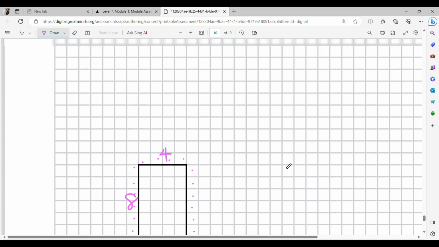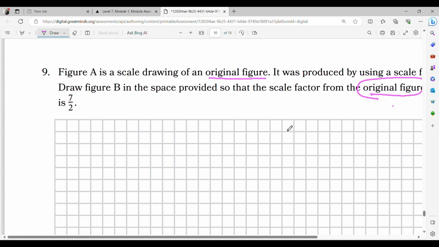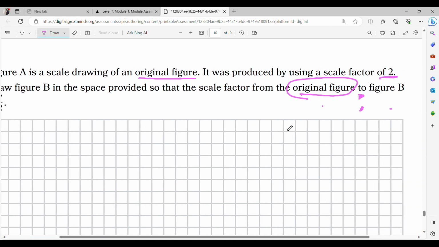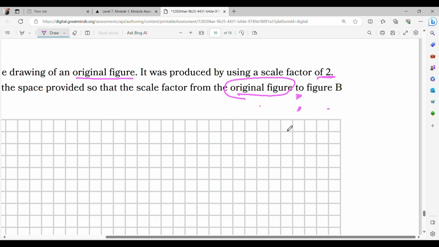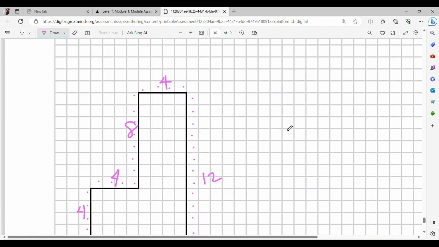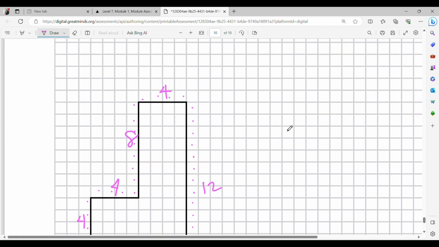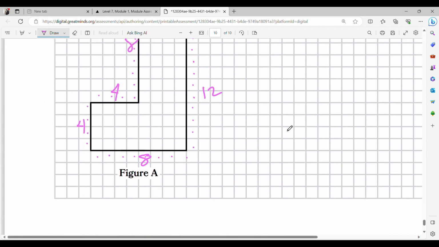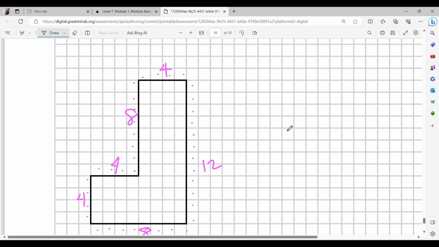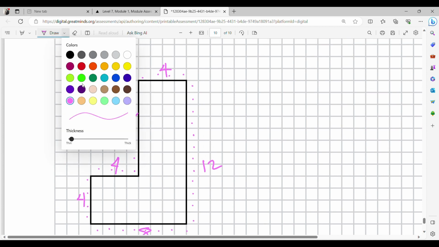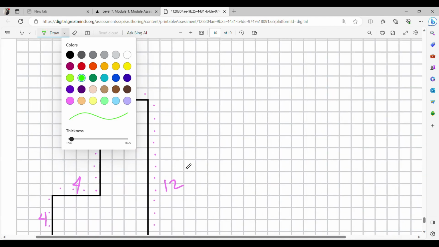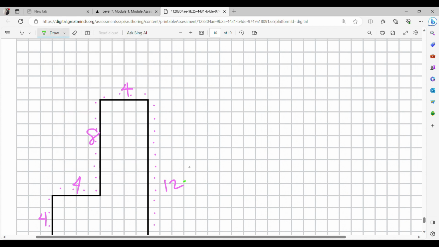Let's figure out. It was produced using a scale factor. It was a scale drawing of the original using a scale factor of 2. So that means we multiply it by 2. That means this figure A is twice as big as the original figure. So we're going to divide all of these by 2 to get the drawing for the original figure.